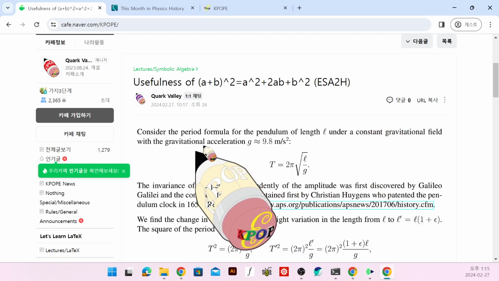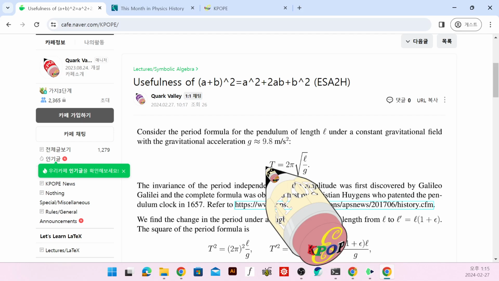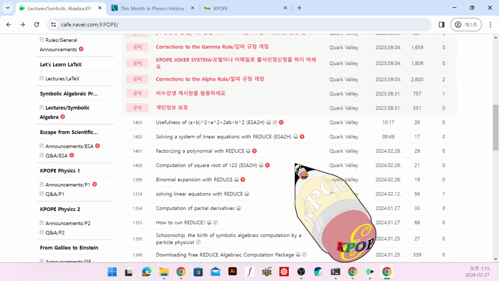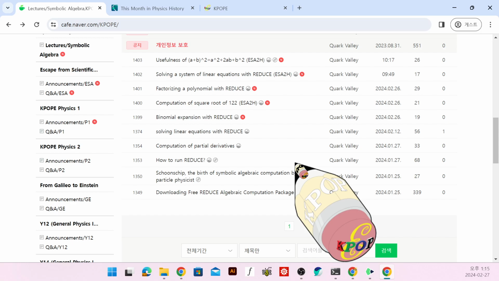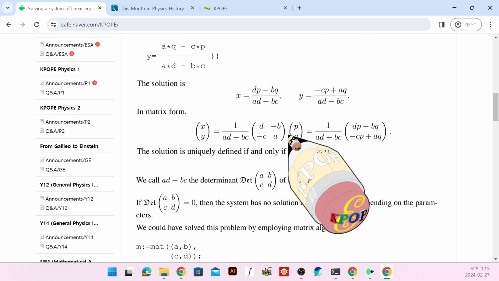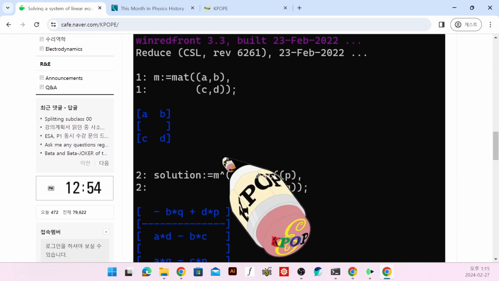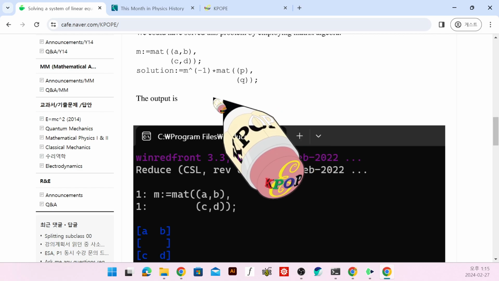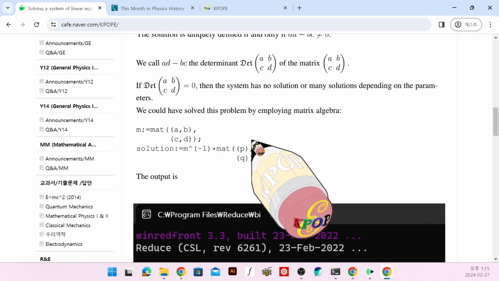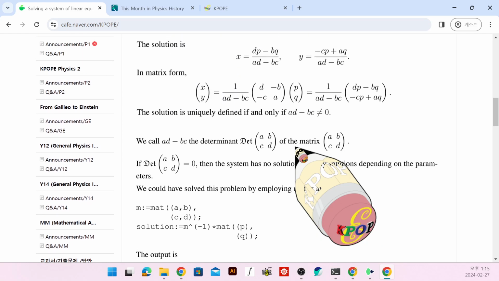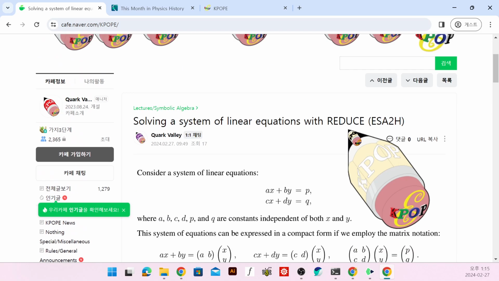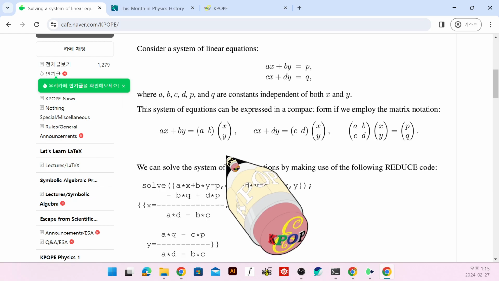So this will be very useful to solve a bit of problems from ESA2 on. Okay, so why don't you click each of them and read it through and find out how Reduce operates and how to make use of Reduce to compute the tedious calculations. So please look at this information.